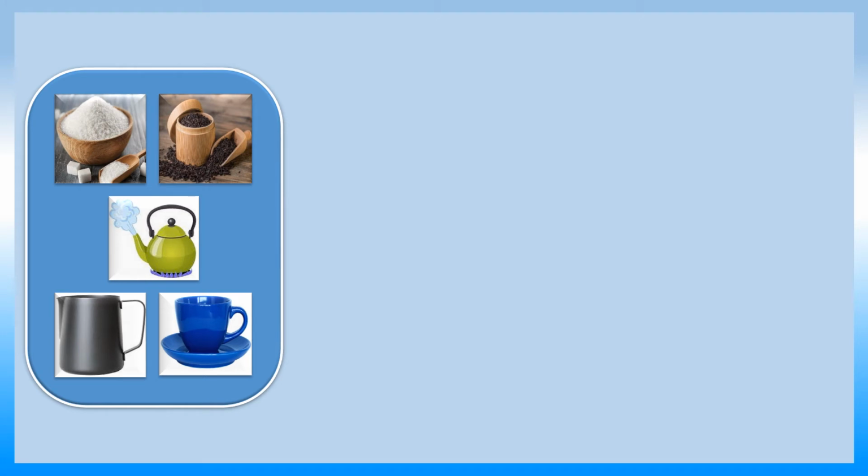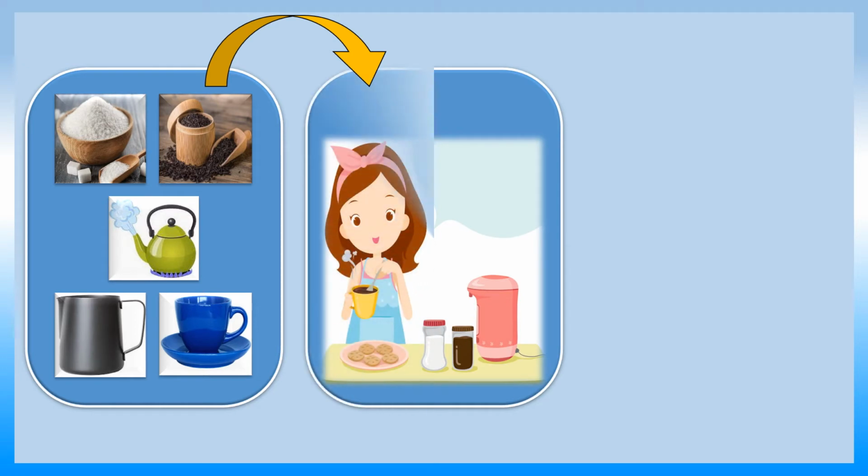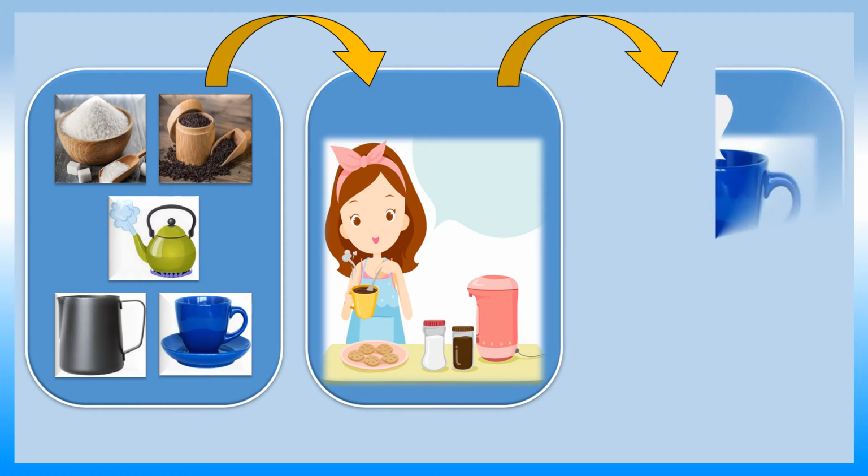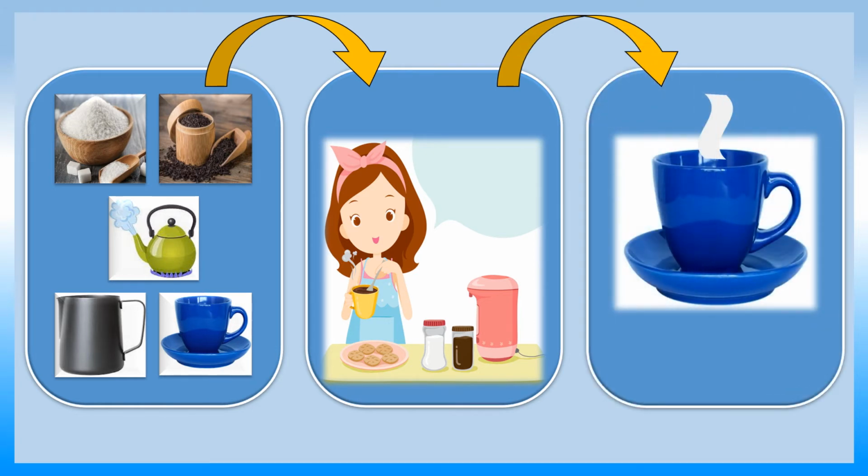First, we have to put the raw material in one place. After that, put the ingredients in a jug and mix well. When mixed and strained, you can get a cup of tea. Our problem is solved.